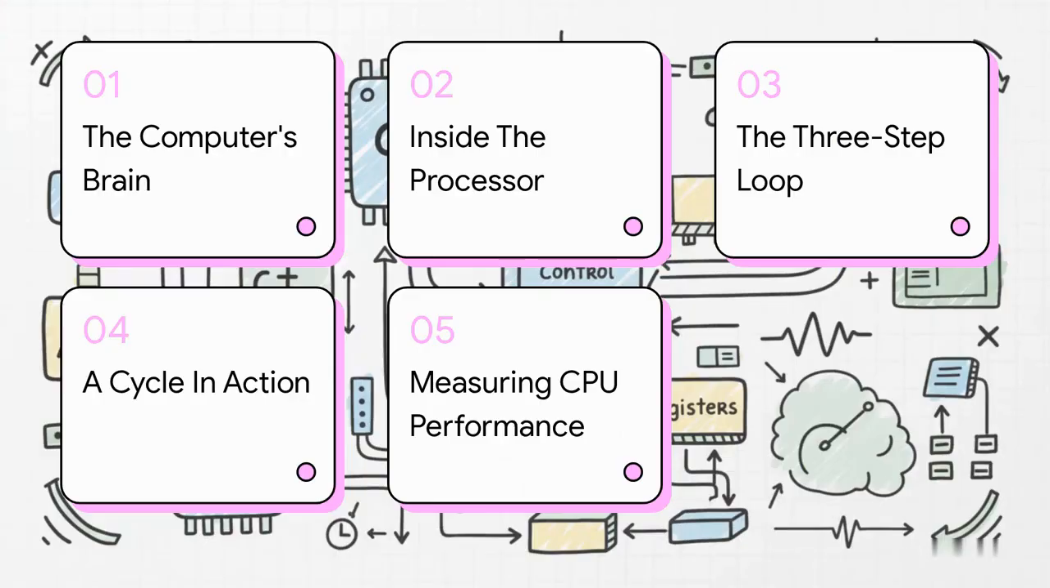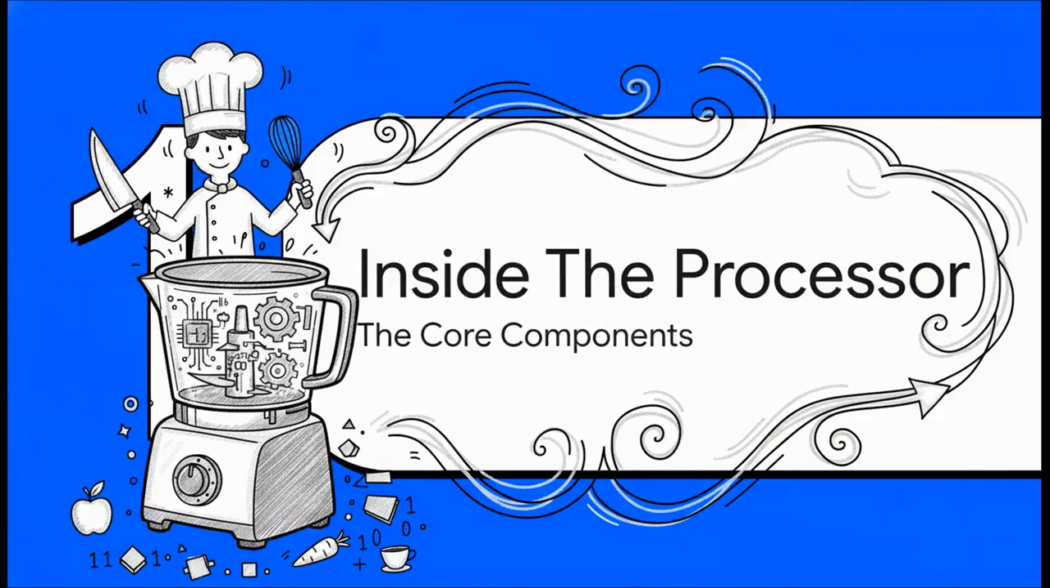All right, so here's what we've got on the menu today. We've covered what the computer's brain is. Now we're going to peek inside the processor. Then we'll get into the simple three-step loop it's always running. We'll even watch a full cycle in action and wrap things up by looking at how we measure a CPU's performance. Okay, let's get right into it.